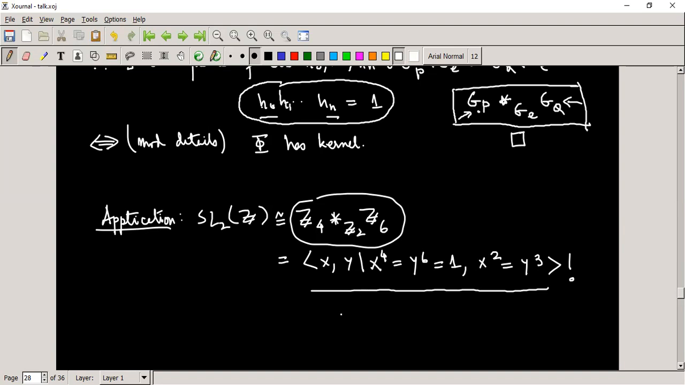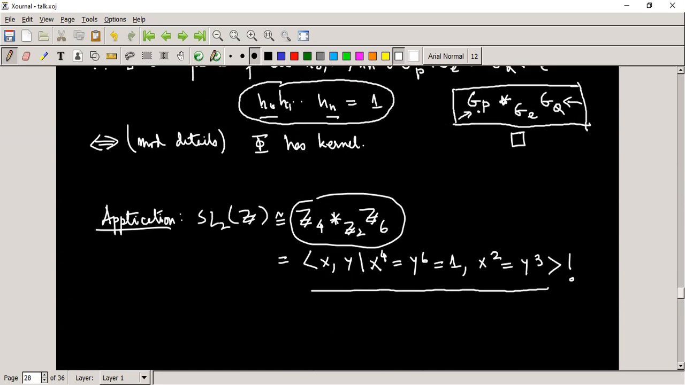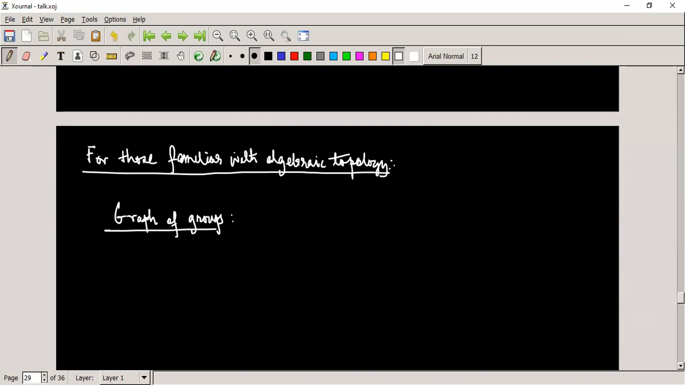All of this simplifies if you use algebraic topology, but I didn't want to go there. I wanted to give some sense of an elementary proof. For those who know algebraic topology, I can say one more thing, perhaps not in full generality. The proof is two lines if you know algebraic topology. You don't have to think about anything at all. You take GP and GQ here, GE here. This is what is called a graph of groups. It's a diagram of groups.